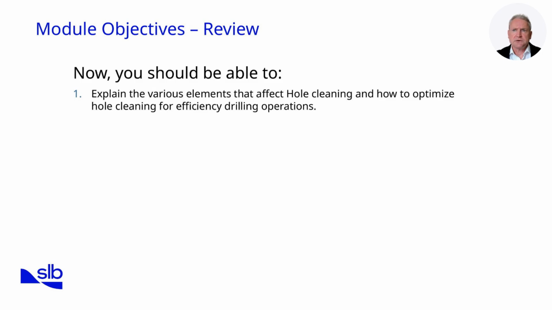Using Stokes' law, we introduced the parameters affecting particle settling velocity, highlighting the importance of mud density, viscosity, and particle size. Next, we reviewed the effect of deviation on particle slip, showing that hole inclination significantly alters transport, with the 35 to 55 degree range being the most problematic. The critical transport comparison reinforced this, illustrating the shift from lifting in vertical wells to rolling and settling in horizontal sections.